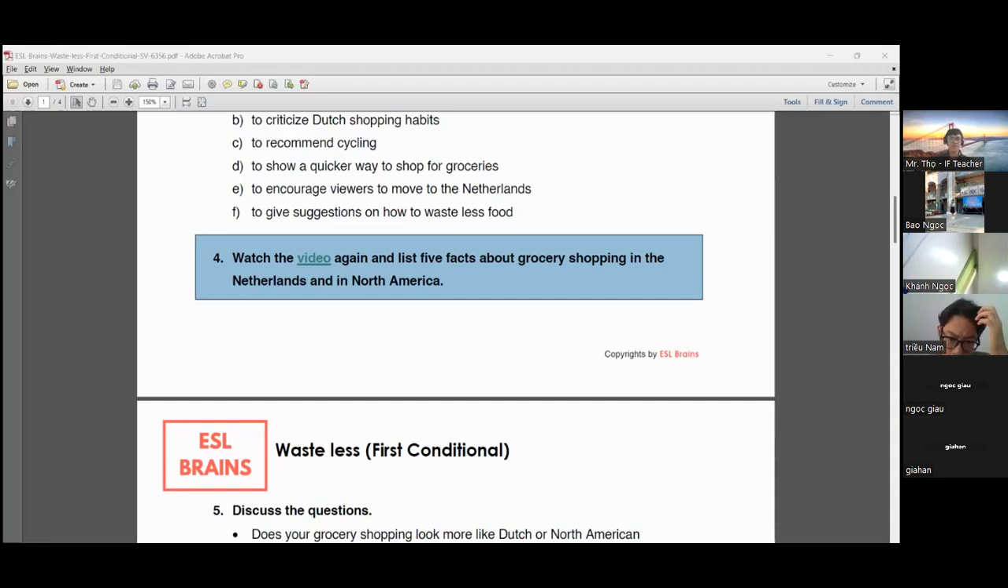Mm-hmm. Right. So that's some of the point that people in the US buy in large quantity. They buy in bulk because it's cheaper that way. But the video says maybe it's not worth it. And oh yeah, Canadians and Americans waste a lot of food. They waste a quarter of their food by shopping this way.